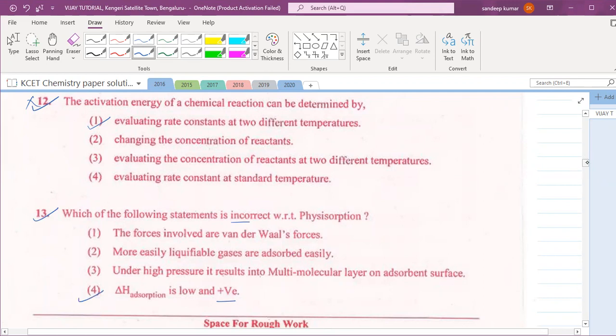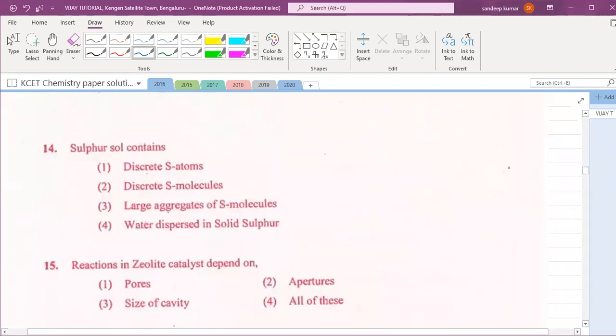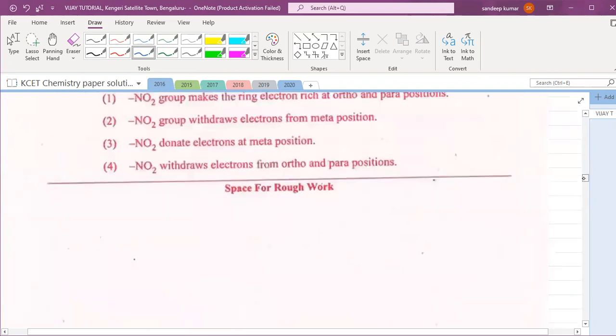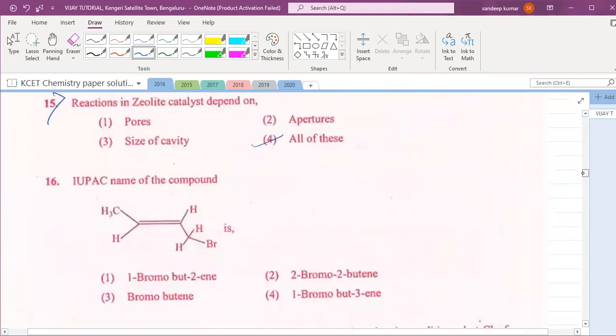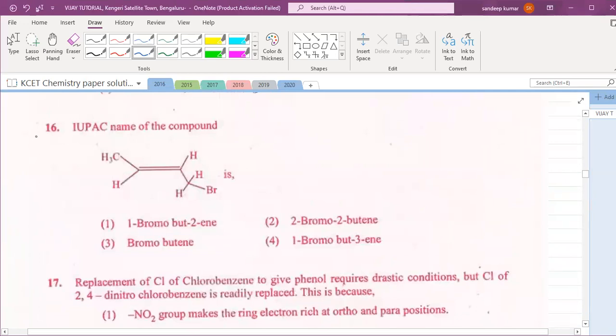This is question number 13. Next, sulfur sol. It contains large aggregates of sulfur molecules. Third option. Question number 15. Reactions in a zeolite catalyst depend on pores, apertures, size of cavity, and all of these. All of these is the correct option. The 16th one: name this. You can see here 1 carbon, 2, 3, 4, so 1-bromobutene. This is the first option.